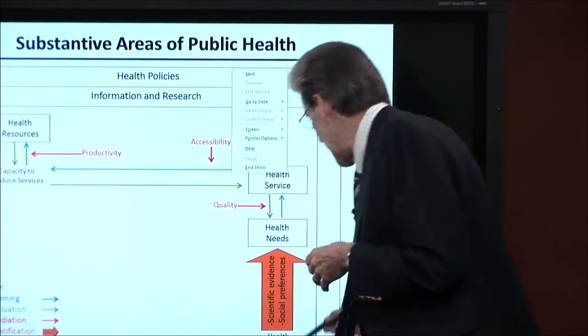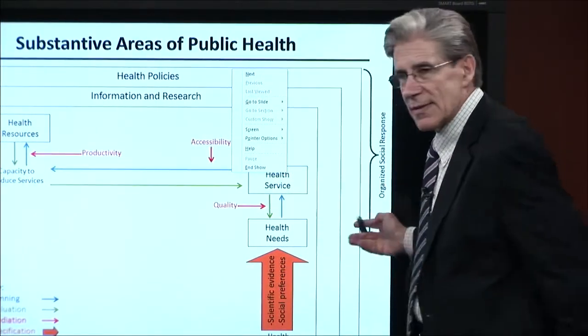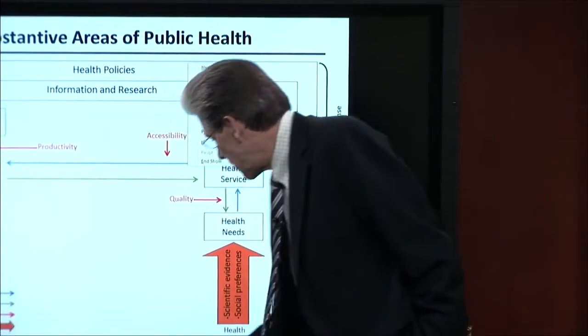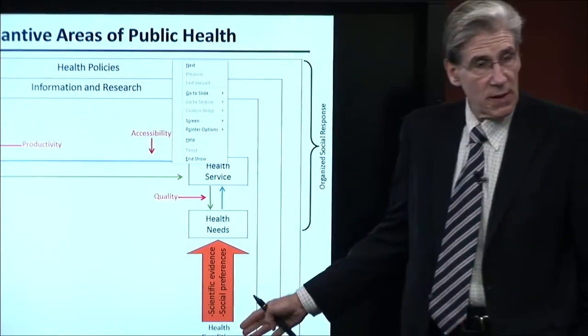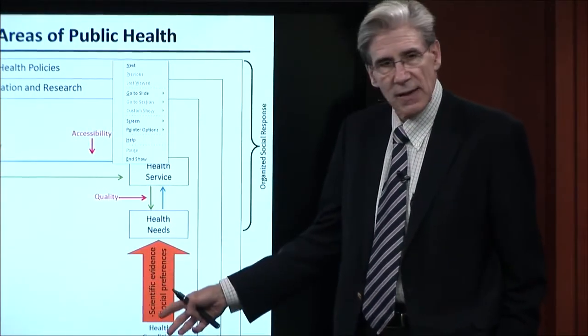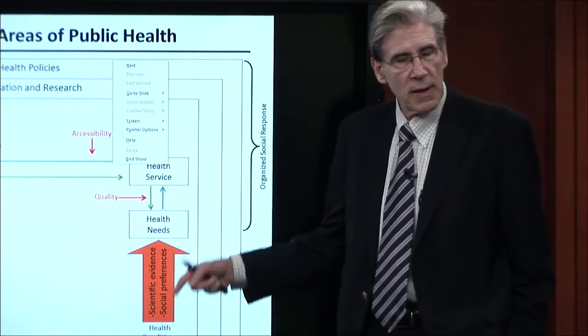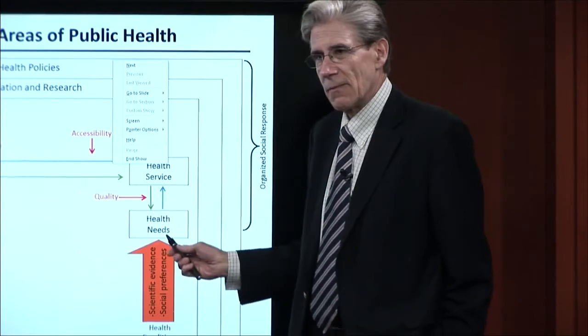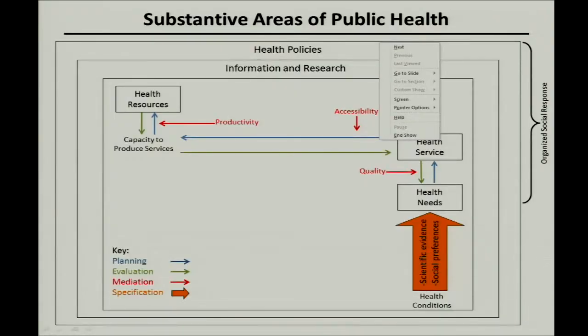and we talked about how the first step in the organized social response is when a society takes a subset of the health conditions and says that those health conditions, based on scientific evidence and on social preference, require care and therefore become a health need. That's the first step of the organized social response. We're going to now look at what happens right after that initial step.